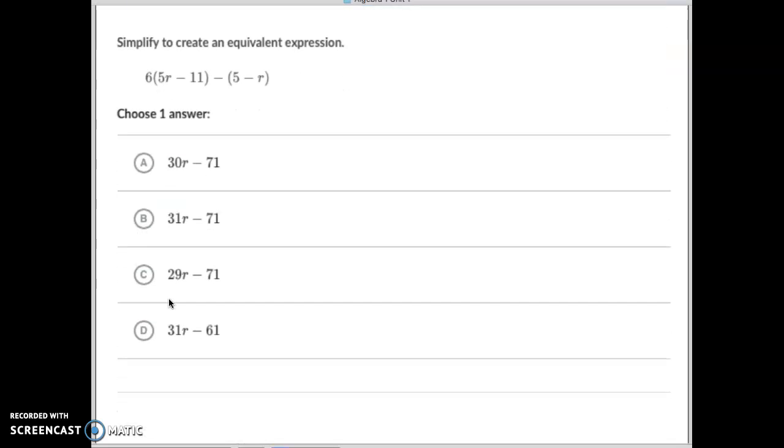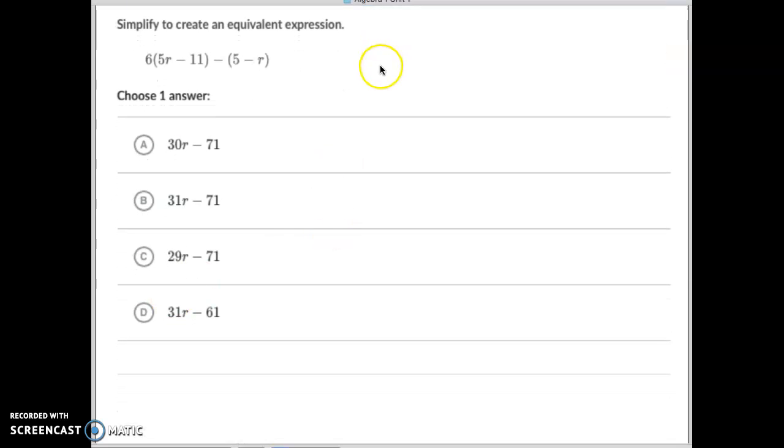Let's do one more like that. I've got the original problem here. Let's just rewrite it right there. You'll notice I have two sets of parentheses here, so I need to distribute twice. So the first one, we're going to distribute the 6 to the 5r and the negative 11.